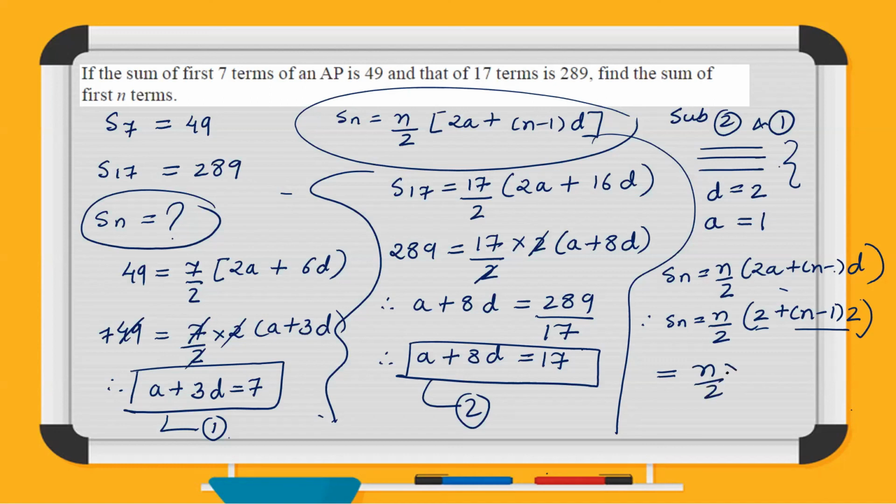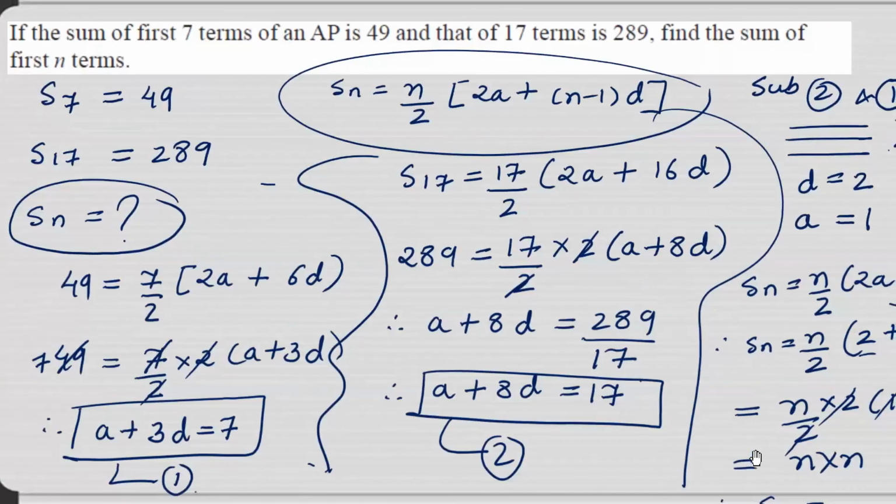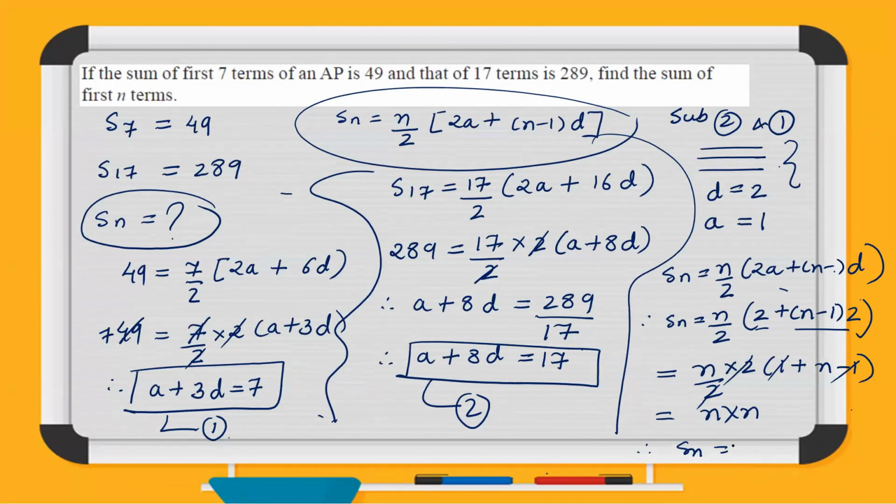Let's take this as common outside: 2 into 1 plus n minus 1, the plus 1 and minus 1 cancel. The 2 will cancel, so n into n. Therefore, the general form for Sn for this particular AP is going to be n square. So this is the general form of this particular AP.